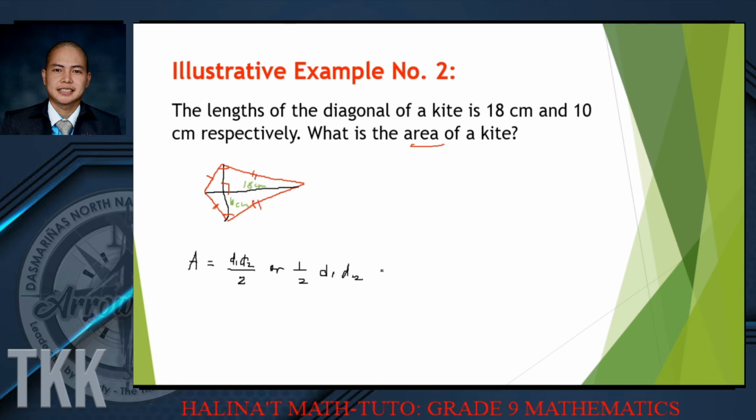Then, substitute na lang natin. So, diagonal 1 is, kahit magkapalit naman sila, okay lang. So, 10 times 18 over 2. So, 10 times 18, we got 180 divided by 2. We will have 90 centimeter. Pinag-uusapan na yung area, so centimeter square. So, the area of a kite is 90 centimeter square or square centimeter.